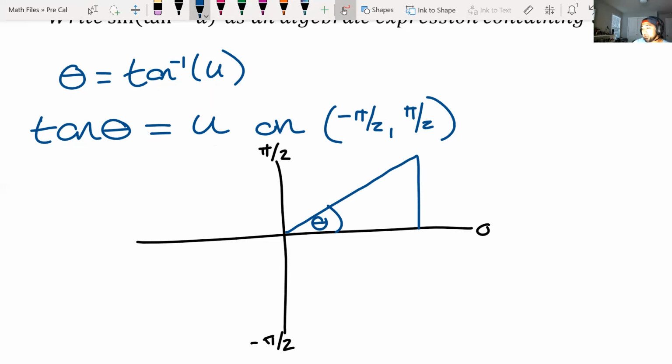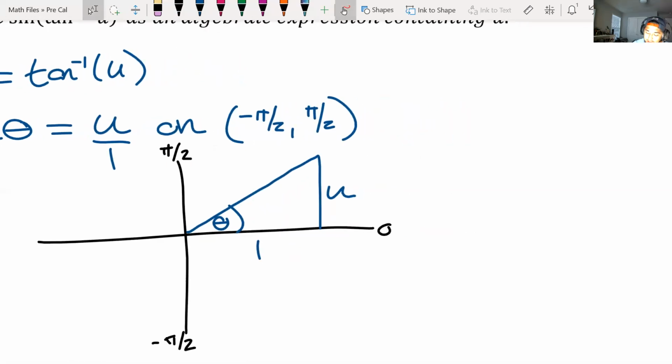Now tangent theta equals u. And remember, tangent is opposite over adjacent. So we're going to change u into a fraction. We're going to make it u over 1, which means the height of the triangle is u. The base is 1, which means what would my hypotenuse be? The square root of u plus 1. Good.